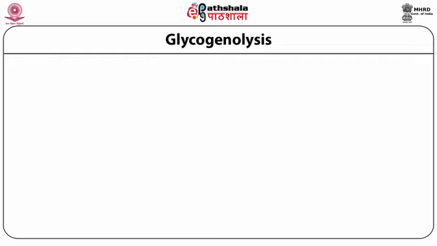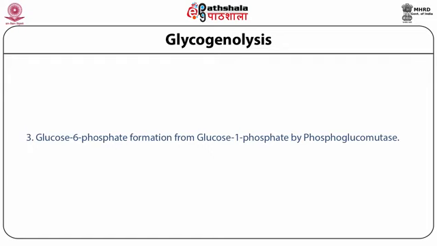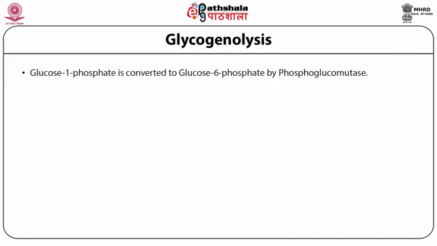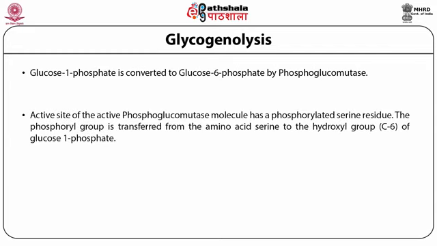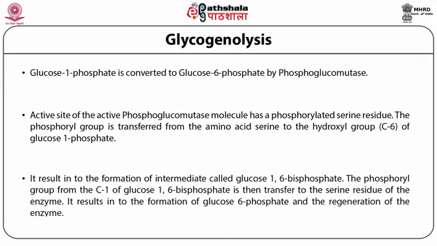Now let's try to understand the third part of glycogenolysis: glucose 6-phosphate formation from glucose 1-phosphate by phosphoglucomutase. Glucose 1-phosphate is converted to glucose 6-phosphate by phosphoglucomutase. The active site of the active phosphoglucomutase molecule has a phosphorylated serine residue. The phosphoryl group is transferred from the amino acid serine to the hydroxyl group of glucose 1-phosphate. It results in the formation of an intermediate called glucose 1,6-bisphosphate.